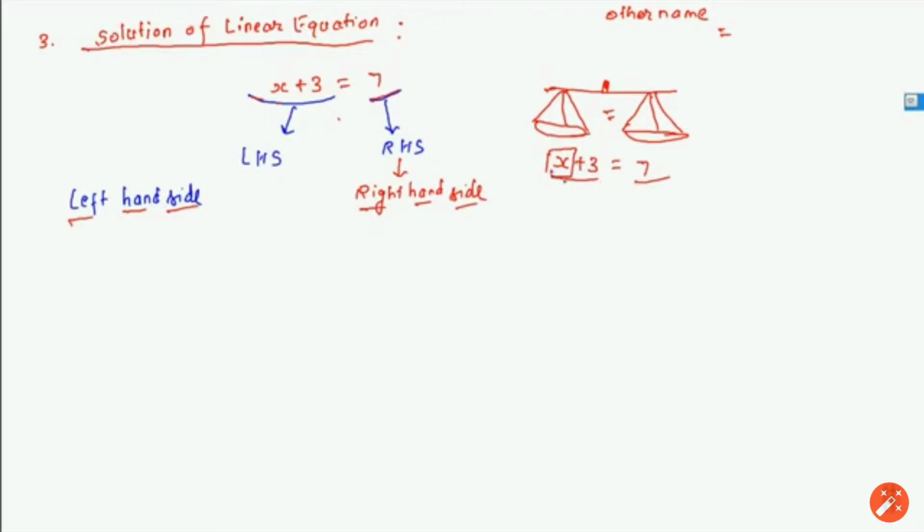This is the example I have given you. We will focus on x, whose power is 1. Suppose we put x is equal to 4. So when we put x equal to 4 in the LHS, 4 plus 3 is equal to 7. That means x equal to 4 is a solution of the equation x plus 3 equal to 7.